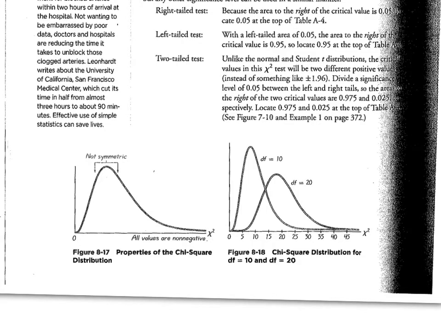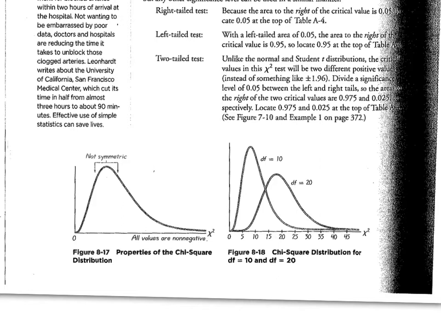Here are some properties of the chi-squared distribution that are a little different. Before, we always dealt with a normal distribution that was symmetric. Notice the chi-squared distribution is skewed right, so it is not symmetric. The other property, similar to the t distribution, is that it's based on degrees of freedom. Here's an example of a chi-squared distribution where the degrees of freedom are 10, and when the degrees of freedom are 20, it moves a little differently, but it's still skewed right and definitely not symmetric.